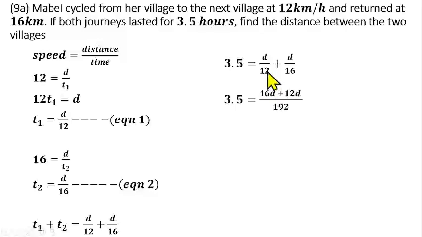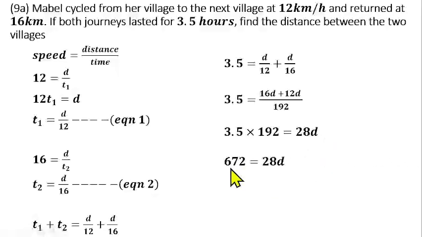From there we can find the LCM, which is 192, and that should give us 16D plus 12D if you simplify this. So finding the LCM there, cross multiply, we have 16D plus 12D gives us 28D, then 192 multiplied by 3.5, so that should give us 28D equals 672. Divide both sides by 28, D will be equal to 24 kilometers. So that means the distance between the two villages is 24 kilometers.